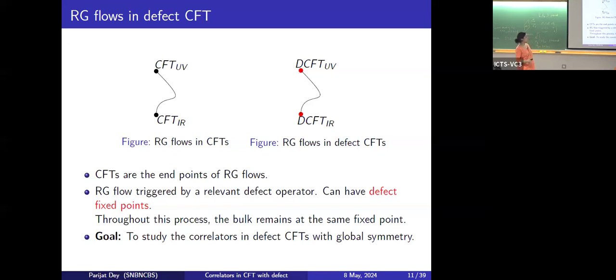And when we talk about this defect flow, we assume that the bulk is at a particular fixed point. So we do not change the critical point of the bulk CFT. Now, our goal is to study the correlation functions in a conformal field theory with a specific kind of global symmetry that I will talk about now, and to see if there is a non-trivial defect fixed point.